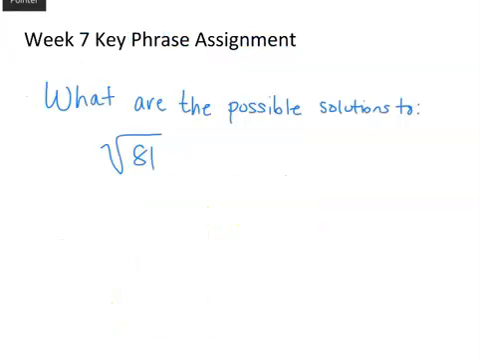And key phrase assignment. So we learned how to solve some quadratic functions by using the square root, and we learned that sometimes there's more solutions than we originally thought to a square root, right? Just like below. What are the possible solutions to the square root of 81?